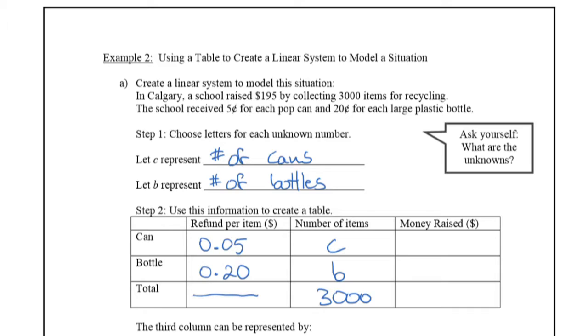The last column's kind of maybe the trickiest. If I take the number of cans and I multiply it by how much each can makes me in terms of money, I'm going to figure out how much money I got from cans. And I did the same thing with bottles. Take the number of bottles and multiply it by how much money I get per bottle. I'm going to end up with the money I got from bottles.